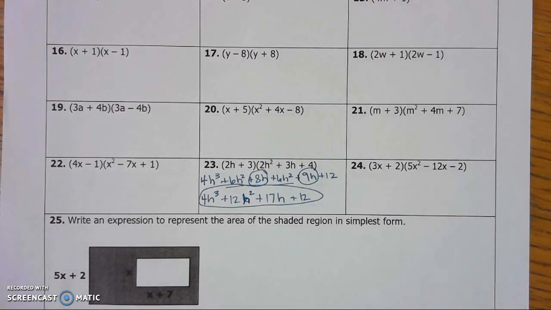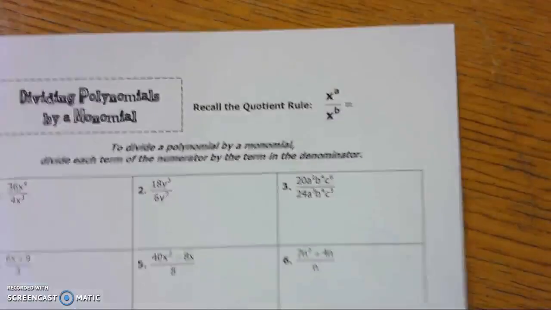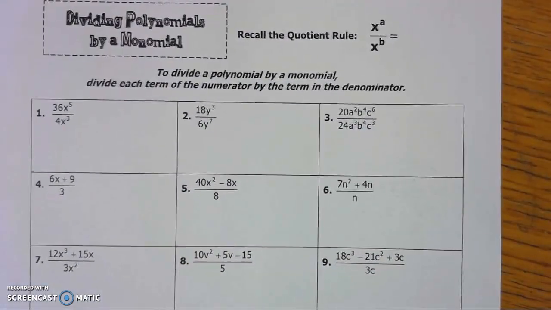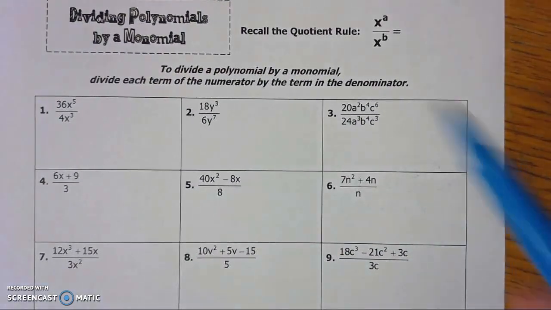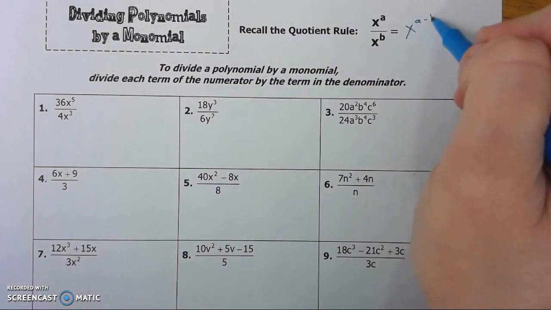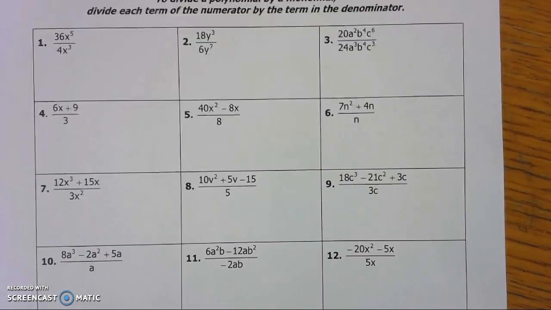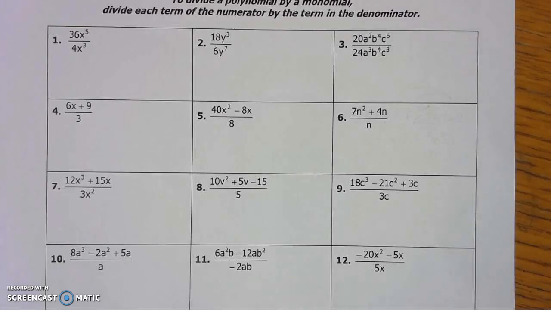Okay? Then we're going to flip to the back and remind ourselves how the division works. So we're going to start by remembering the quotient rule, that when I'm dividing with exponents, I'm actually going to subtract the exponents. So put your little reminder up there, okay? And then we're going to look at number 1 to start.